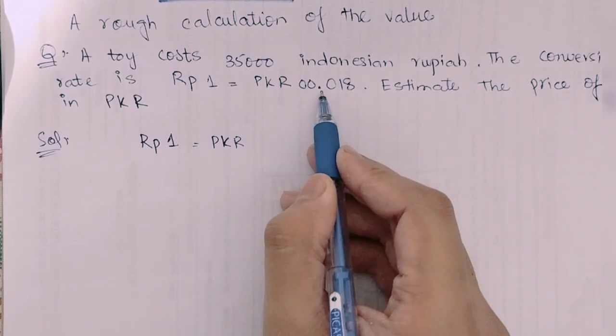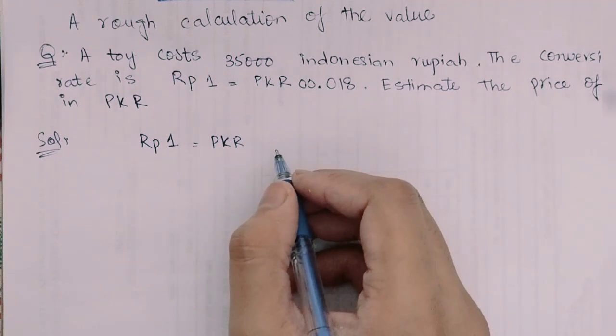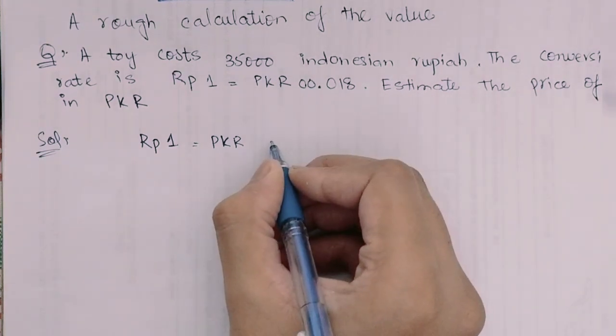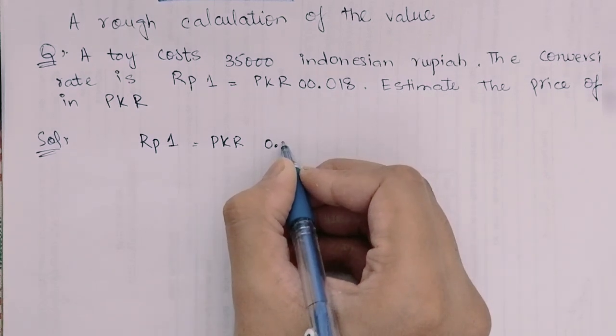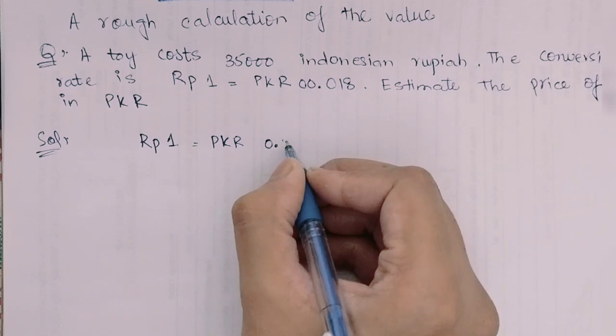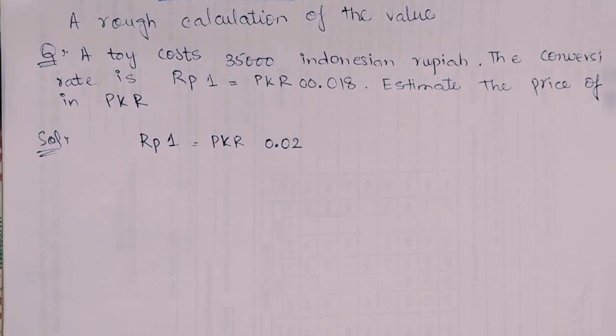It's 0.018. So it is, I would say, close to 0.02 in simple and easy words. This is your simplification, this is your estimation. You have to estimate it. So I estimate, you can say 1 Indonesian rupiah is equal to 0.02 Pakistani rupee.